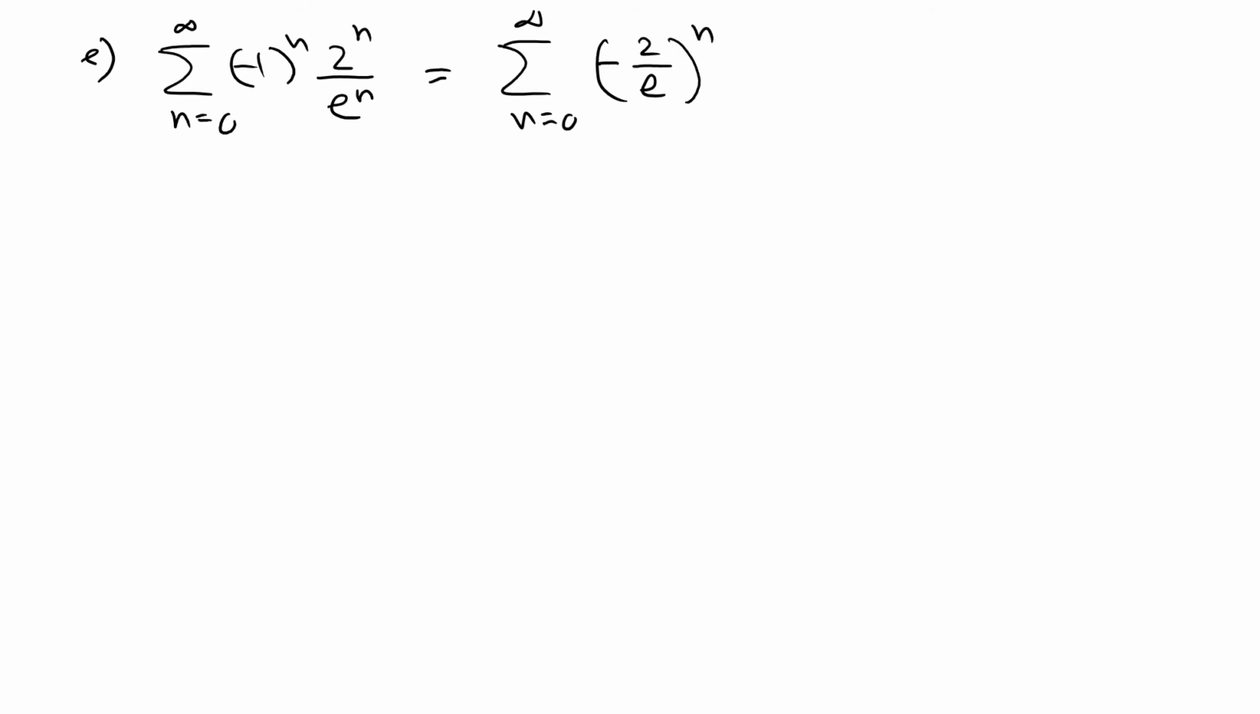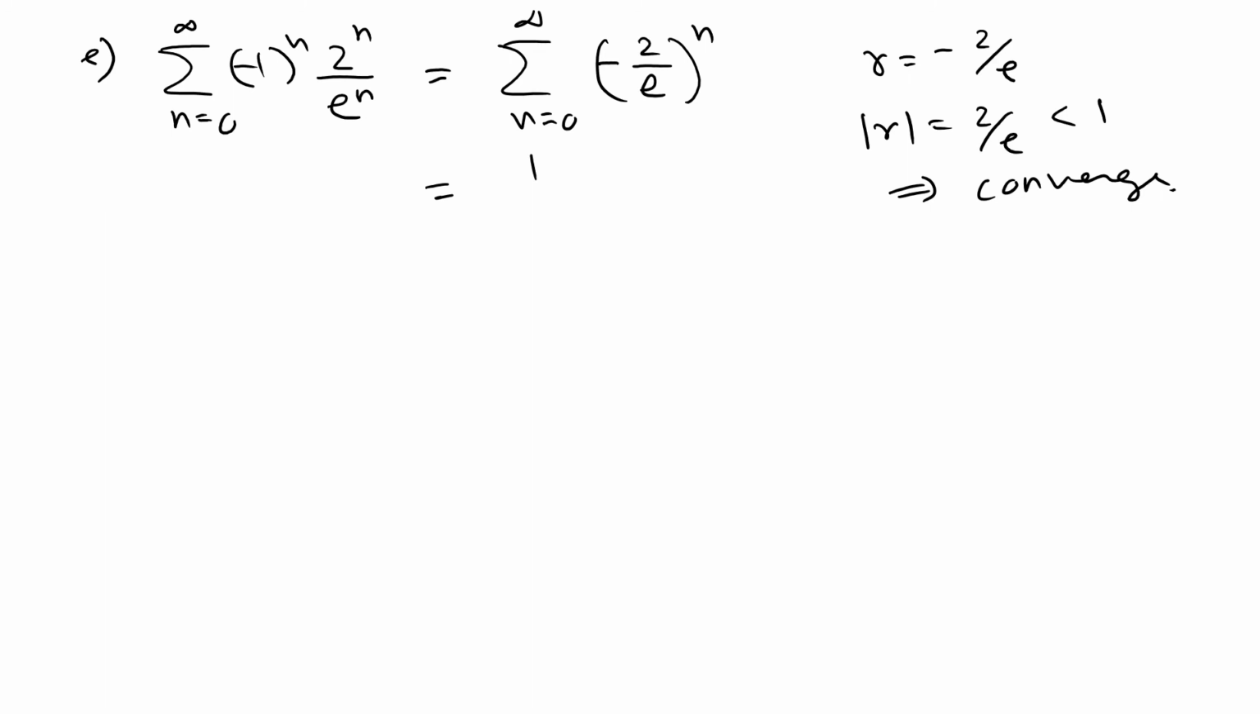Now you can see what r is. So r is negative 2 over e. If you look at the absolute value of r, which is 2 over e, since e is more than 2, this is less than 1. So that means the series is going to converge. And we know the sum. So the sum is a over 1 minus r. In this case, a is 1.